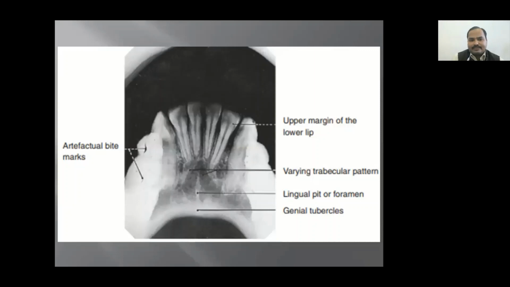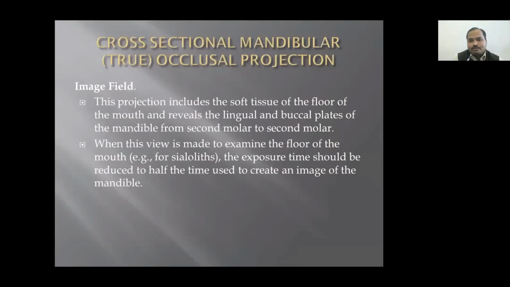Now what all things are seen? In this, artifactual bite marks can be seen where the patient has pressed it tightly over the film. The upper margin of the lower lip can also be seen as one of the soft tissue shadows. Trabecular pattern of the anterior mandible, lingual foramen, and the genial tubercles can be seen in anterior mandibular projections.